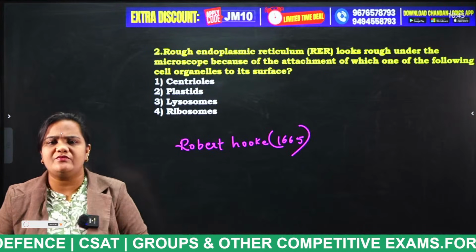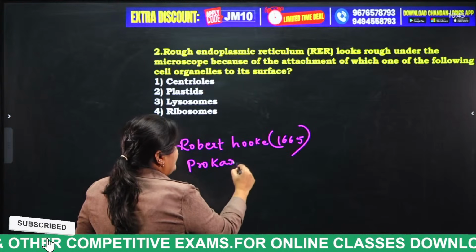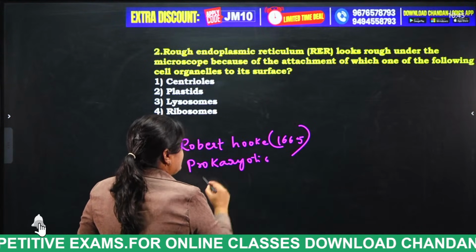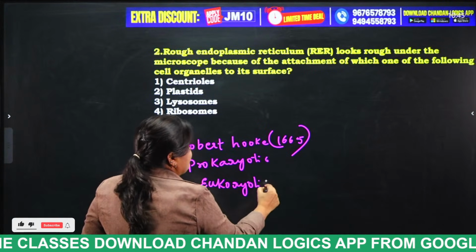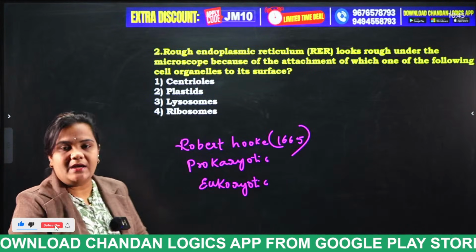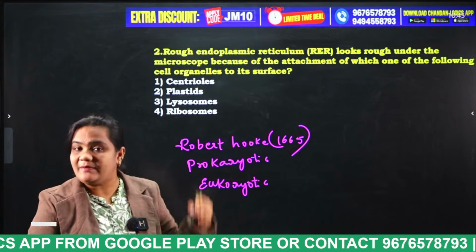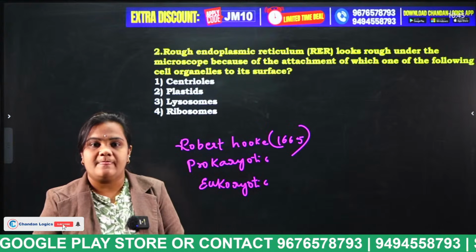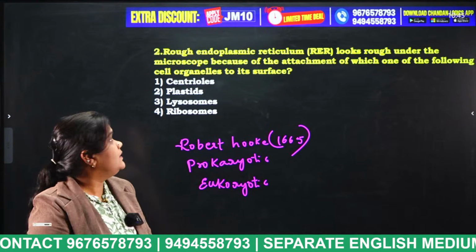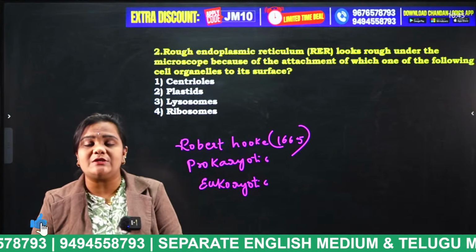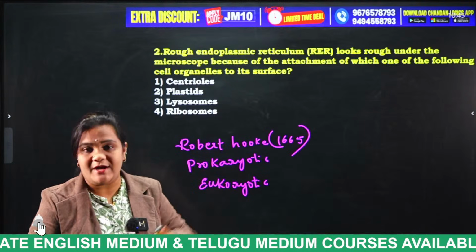How many types of cells do we have, students? Prokaryotic cells and eukaryotic cells. Prokaryotic cells lack membrane-bound organelles, and eukaryotic cells have membrane-bound organelles. Okay, and what do you mean by rough endoplasmic reticulum, students? Actually, we have two types of endoplasmic reticulum.